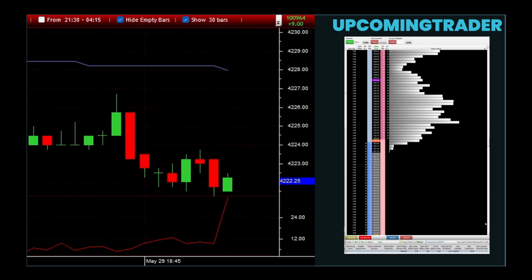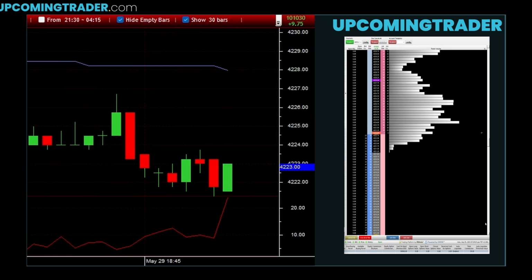For example, if a level that was previously rejected is approached again, traders will closely monitor whether there is enough strength to break through it or if it will reject once more, indicating a continuation of the previous trend. In cases where price moves through these levels decisively, it can serve as a signal that the initial imbalance has been resolved and new value is being established.